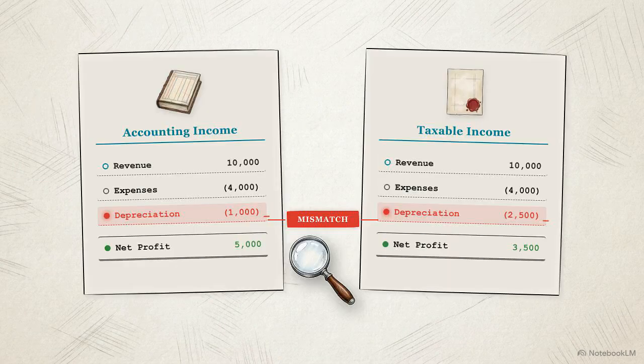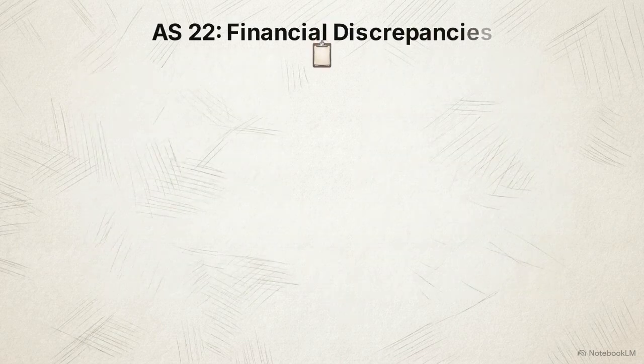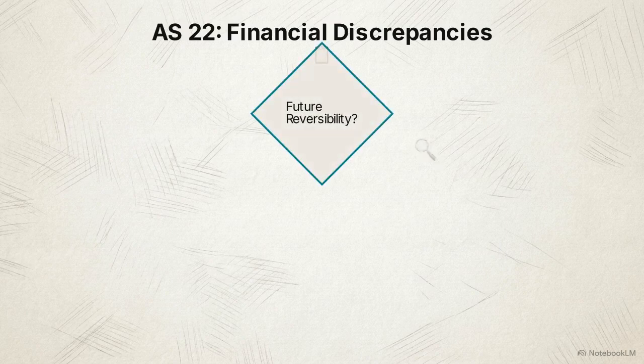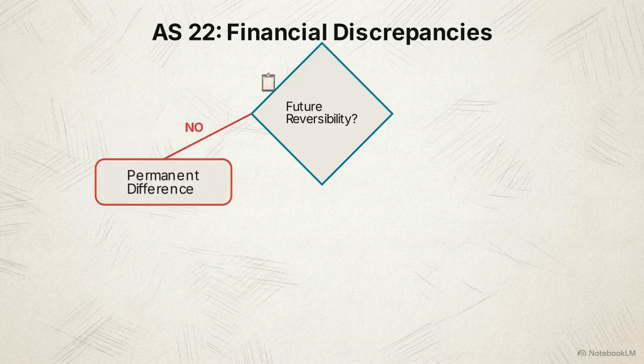To calculate the correct deferred tax, we first have to diagnose why the accounting and tax ledgers diverged. Every financial transaction that causes a difference must be evaluated based on a single criterion, its future reversibility. Some items originate in one period and will never reverse. These are classified as permanent differences. Consider a penalty paid for late taxes. It is an expense on the accounting ledger, but the tax code strictly disallows it as a deduction. Because this difference never reconciles, it alters absolute tax liability permanently, generating zero deferred tax.